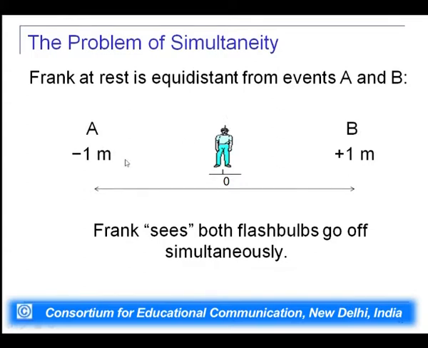This is Frank, who is at equidistance. From here, B is +1 meter and A is -1 meter. Frank sees both the flash bulbs go off simultaneously. He can see that the flash bulbs go off at the same time, and they are at equal distance.